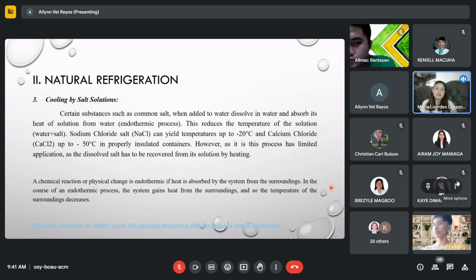A chemical reaction or physical change is endothermic if heat is absorbed by the system from the surroundings. In the course of an endothermic process, the system gains heat from the surroundings and so the temperature of the surroundings decreases.